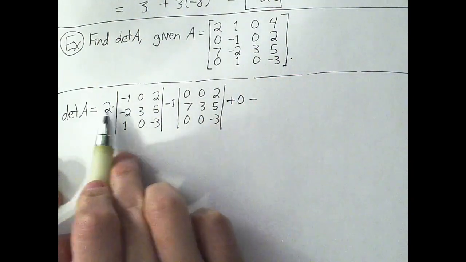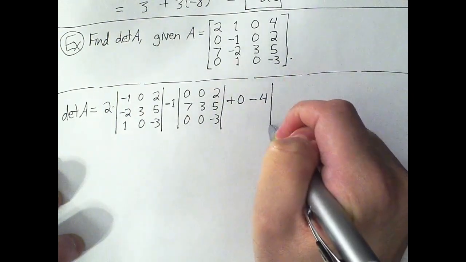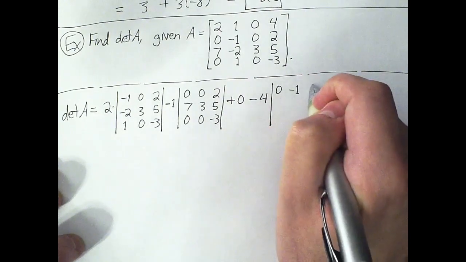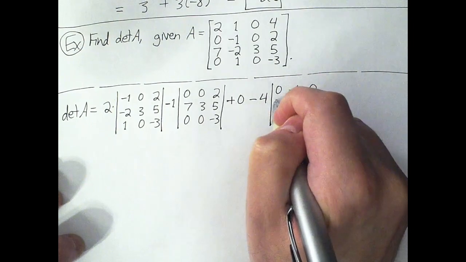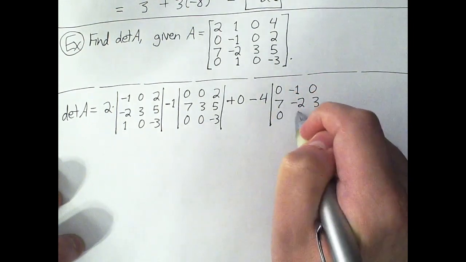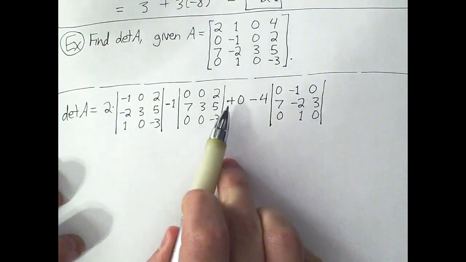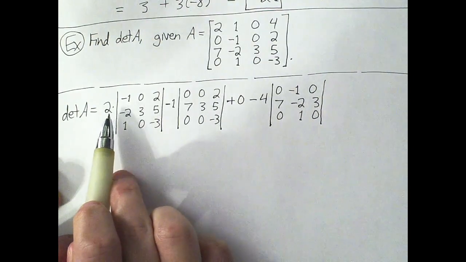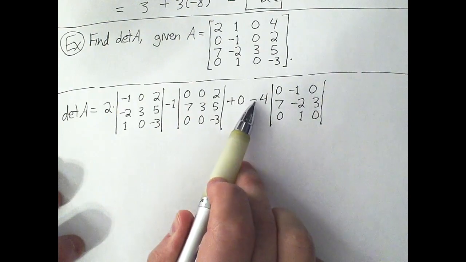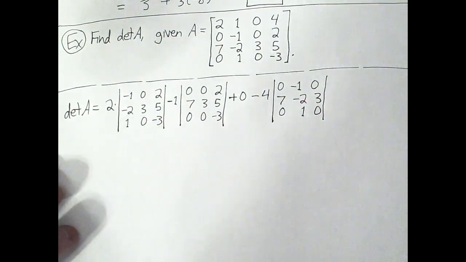We alternated plus, minus, 4 times this submatrix. So that sort of missing third submatrix that I didn't bother writing because it had a 0 in front of it, I think it was still good that I wrote plus 0 because it helped me make sure that I was alternating plus, minus to make sure I had a minus in front of this 4. Okay. Can we figure out what this is?